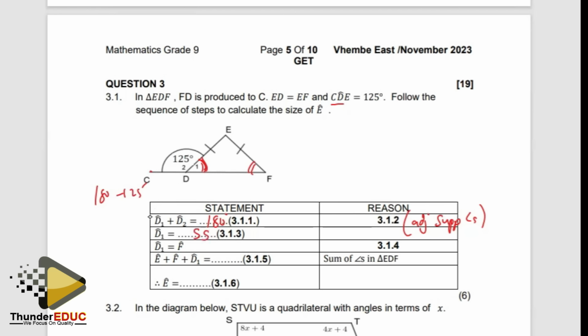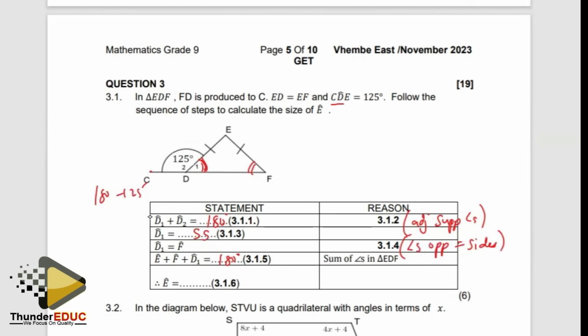Okay. Then they're telling us that D1 is the same as F, and then they want the reason. So this is going to be angles opposite equal sides. And then E plus F plus D1 must give us 180, because E, F, and D1 are angles inside a triangle. So angles in a triangle must add up to 180.